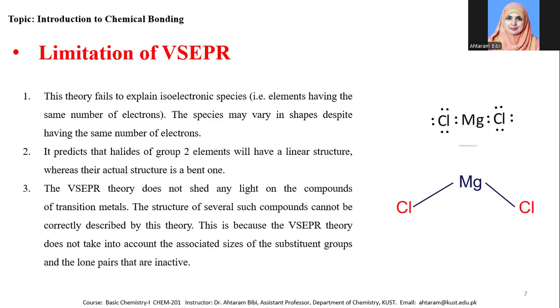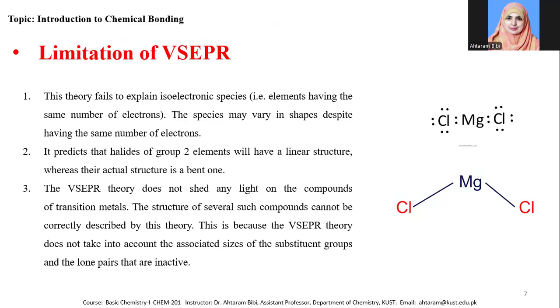The valence shell electron pair repulsion theory does not shed any light on the compounds of transition metals, because we discussed most of the other molecules, but it doesn't tell anything about the transition metals. So it's also a limitation of the theory. The structure of several such transition metal compounds cannot be correctly described by this theory. This is because the theory does not take into account the relative size of the subsequent groups and the lone pairs that are inactive.